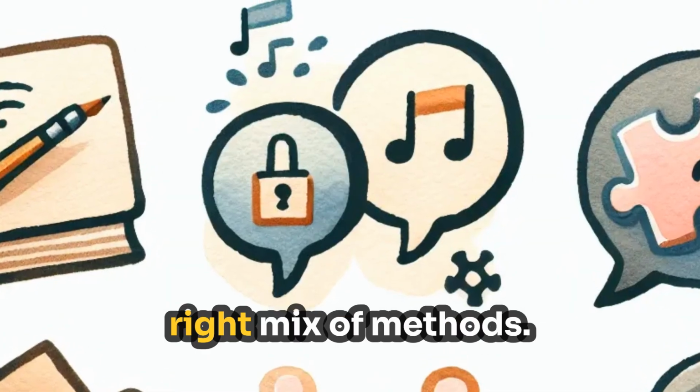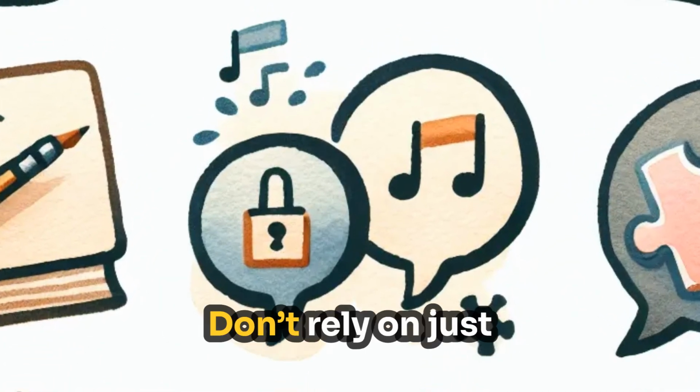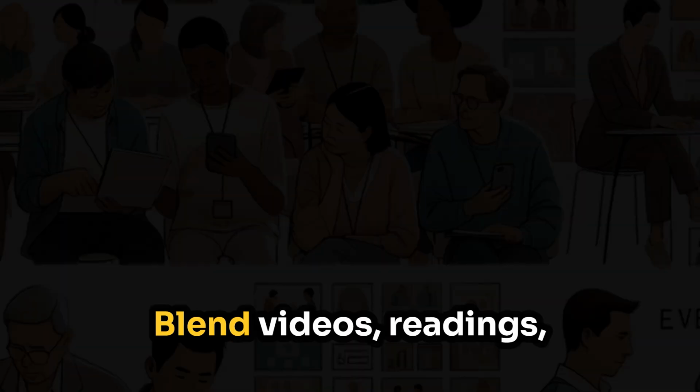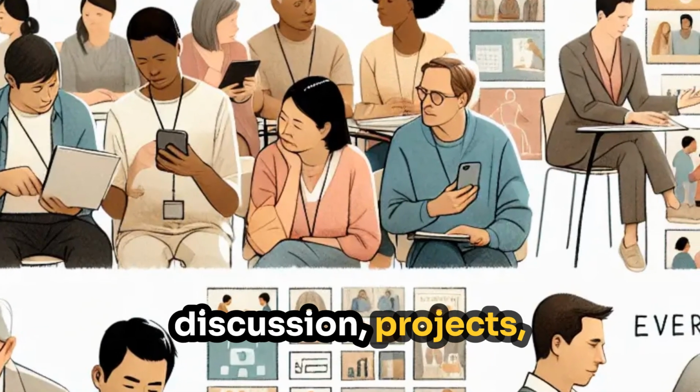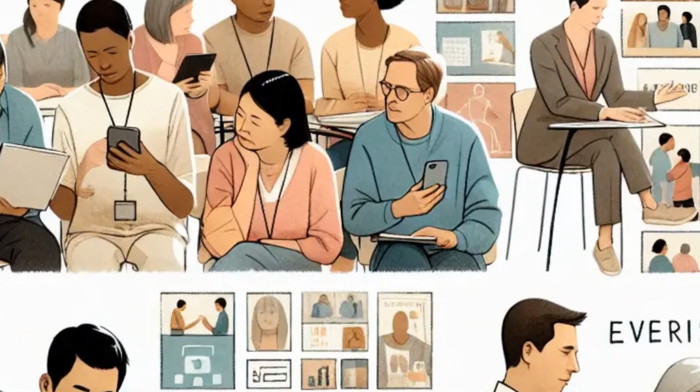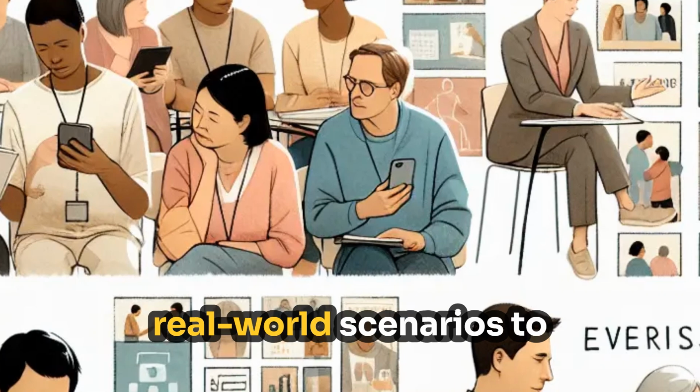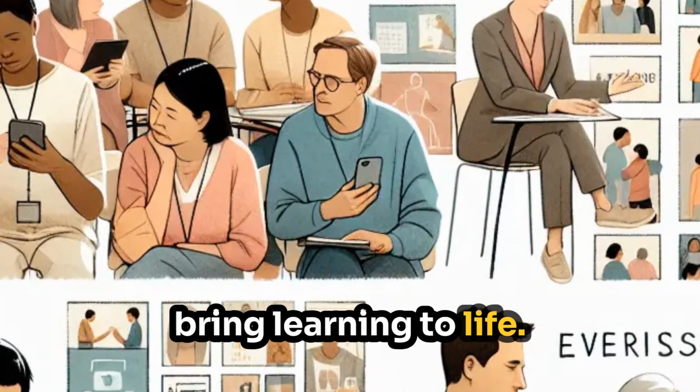Step 4 is choosing the right mix of methods. Don't rely on just one approach. Blend videos, readings, discussion, projects, and hands-on activities. Use storytelling, case studies, and real-world scenarios to bring learning to life.